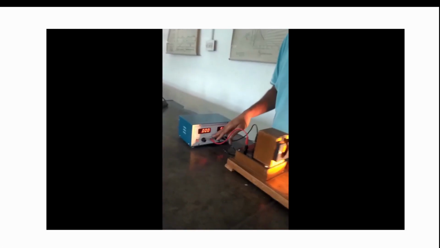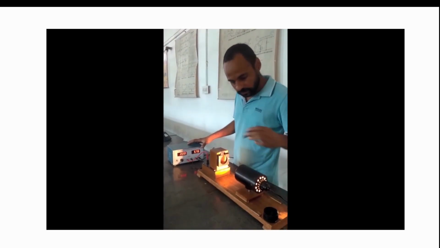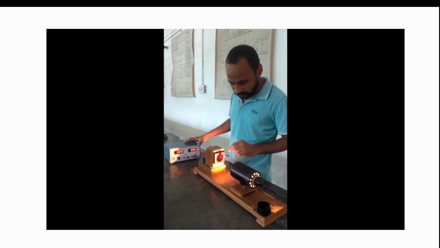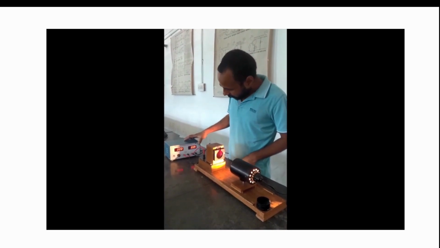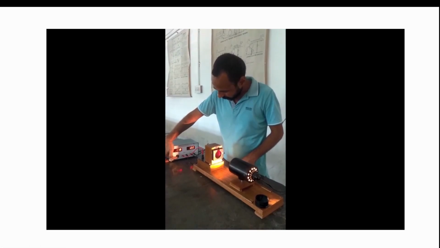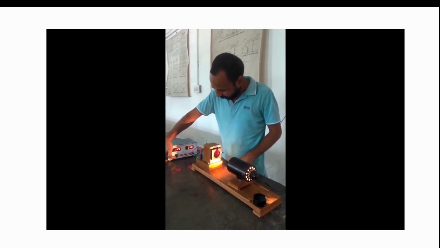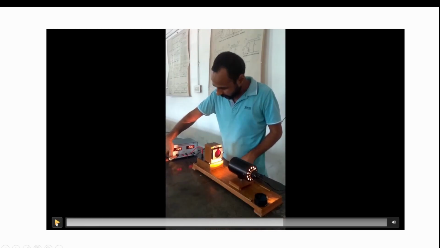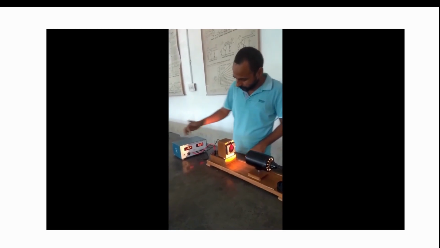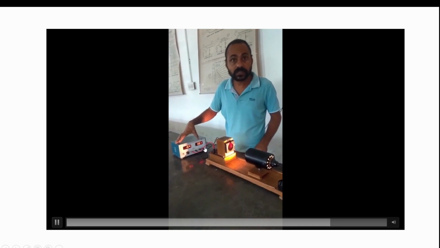So when we switch on the power supply, you can see some reading, and now we are inserting the red color filter. Now you can see that the current reading changes. Now we are increasing the negative potential. You can see the current decreases and finally becomes zero. This is called the stopping potential, because the current is almost zero.